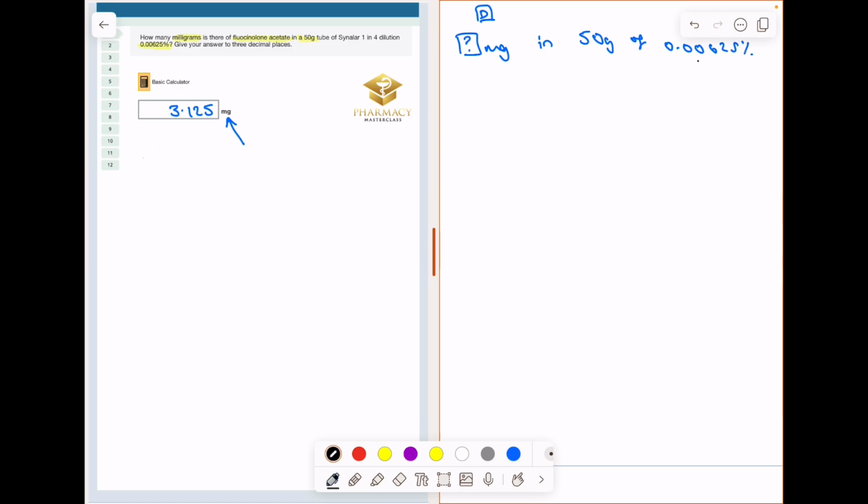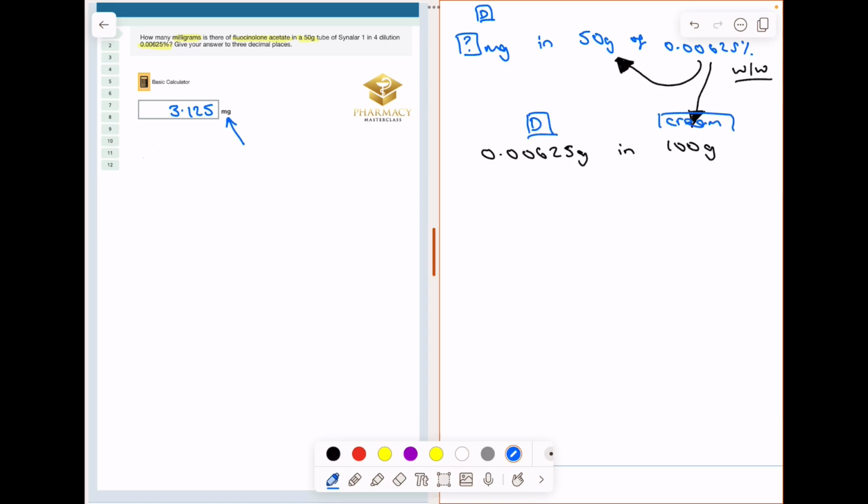The strength is 0.00625%, and this 0.00625% is referring to this 50 gram tube. That's the strength of the tube. Anything as a percent of a cream means weight in weight. So that means we've got 0.00625 grams in 100 grams. And again, what that's referring to is how much drug there is in the total cream.